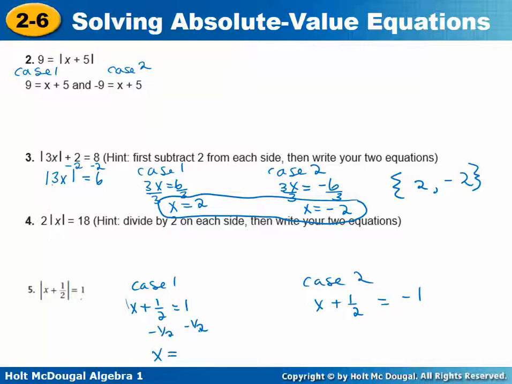X equals 1 minus 1/2. Well, if I have a whole sandwich and I take away 1/2, I'm left with 1/2 a sandwich. In case 2, I will subtract 1/2 from both sides. And negative 1 minus 1/2, that's the same as negative 1 plus negative 1/2. The rule says that if you're adding integers or real numbers and you have the same sign, you should add these and take the sign of both. So my answer would be negative 1 1/2, or negative 1.5, or negative 3/2. Those are all ways of writing the same answer. And those are the two solutions to this problem.